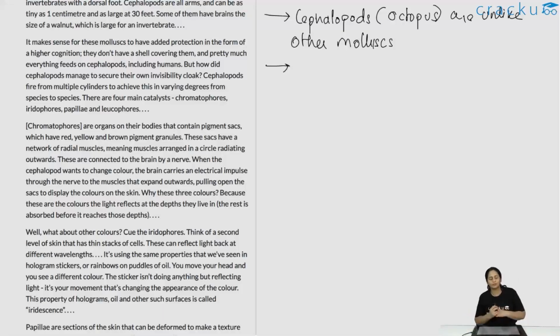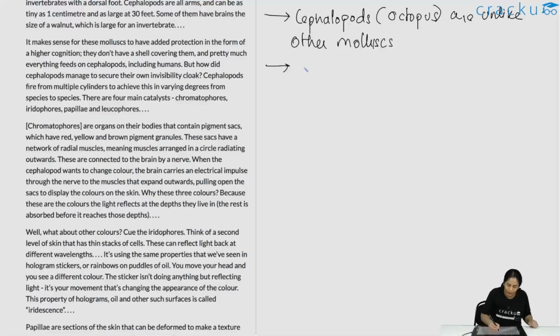So essentially what has been discussed is that they don't have a shell and they are easily consumed by a host of predators as such. So they need something to protect them, and the thing that they have to protect them is a form of an invisibility cloak. So invisibility cloak essentially means that they in a way disguise themselves or have a protection mechanism so that they are less visible to predators. That is basically how they protect themselves.